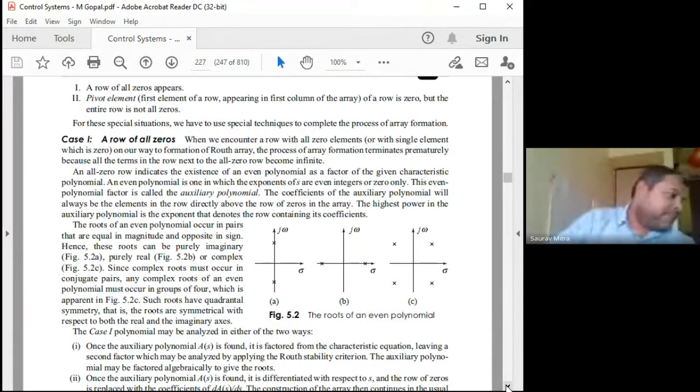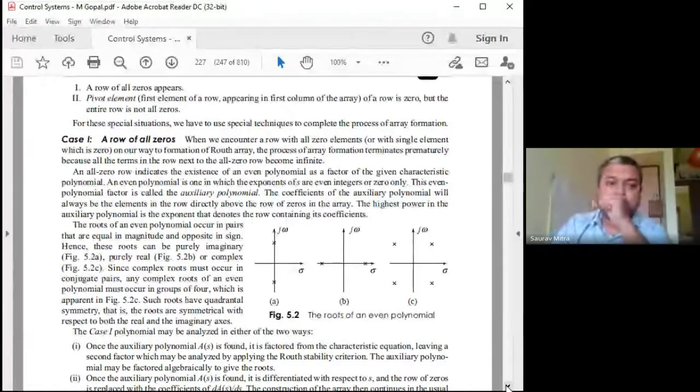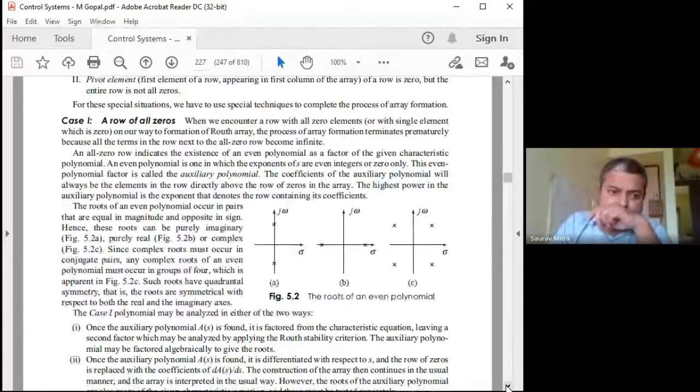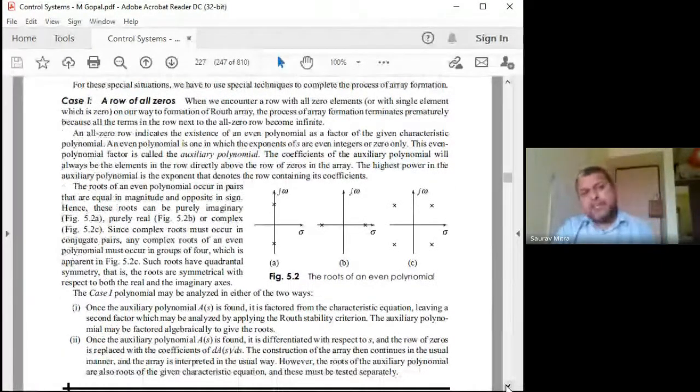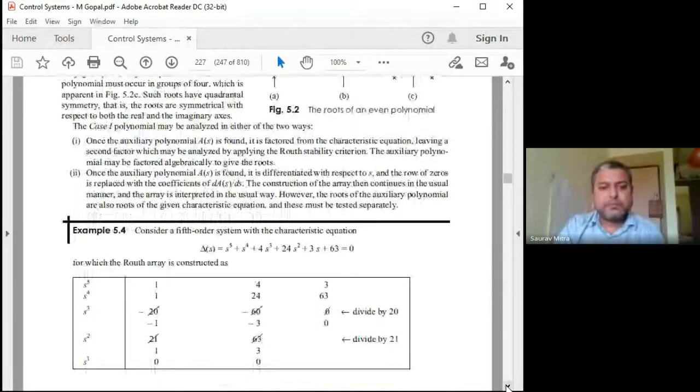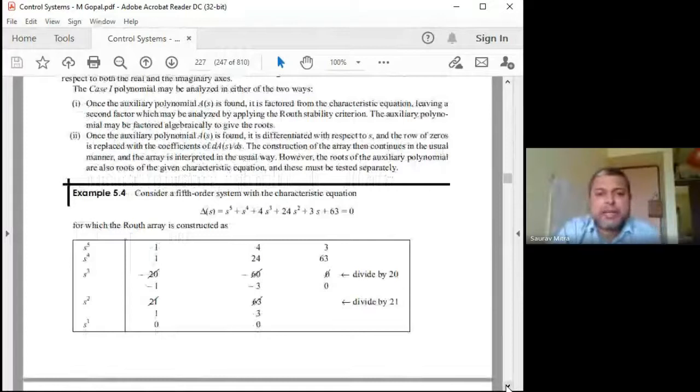In that there may be a difficult case. In that case there may be special cases. So what are the special cases? I'm going to explain now. So the first case is when all elements of a row are equal to 0. Understand it with a numerical.